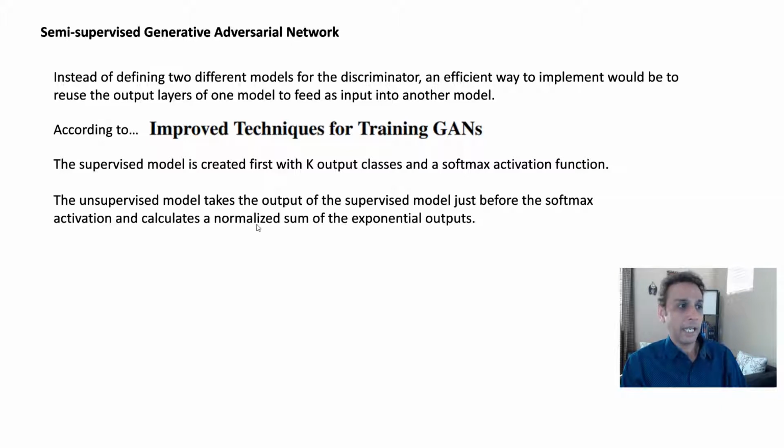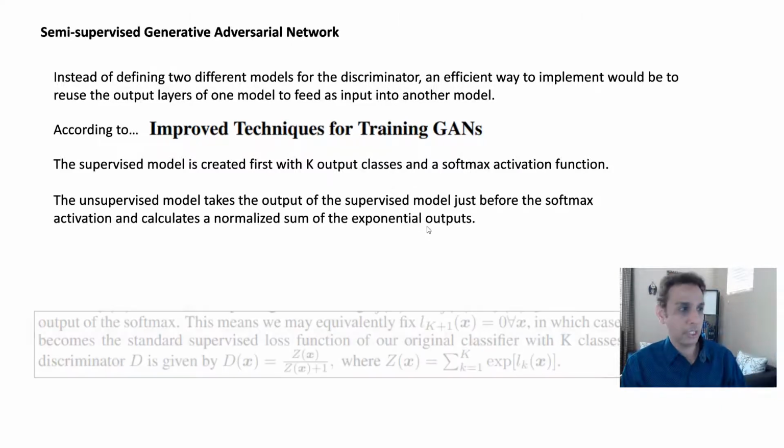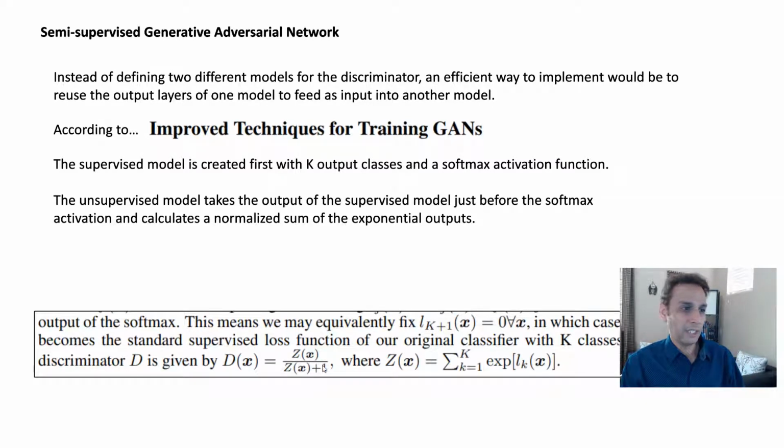And it calculates a normalized sum of the exponential outputs, which is nothing but that equation I just showed you, this one. What does it calculate? Normalized sum of exponential output. Exponential of the output, sum it, and normalize it. Z(x) over Z(x) plus 1. Okay, so this is what we need to define.